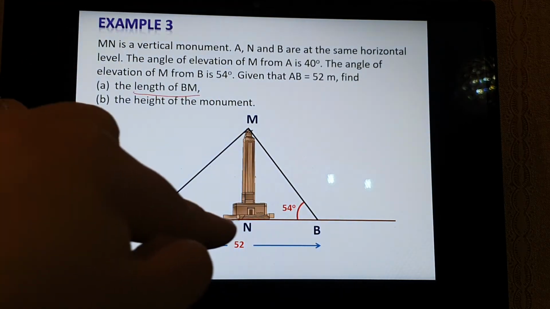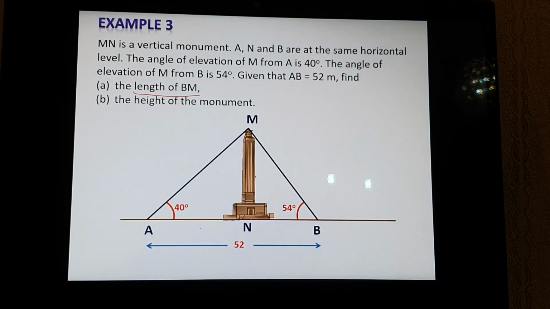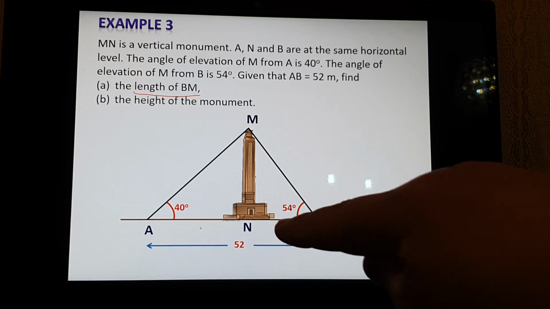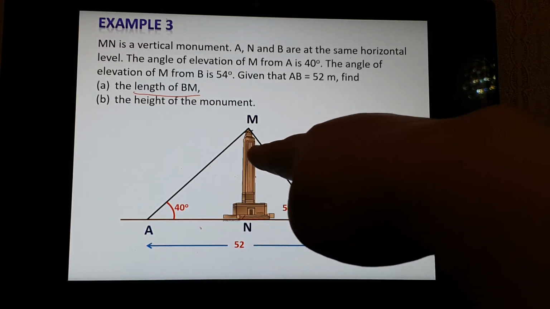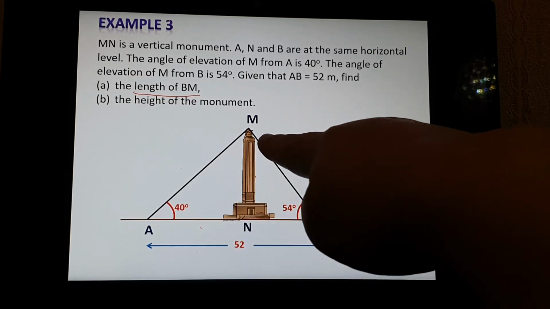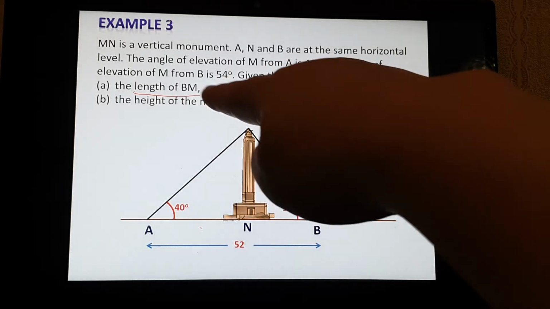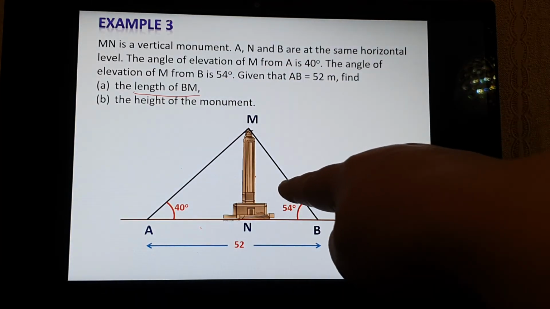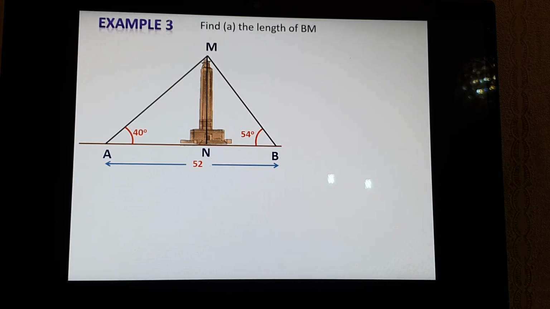If you look at this big triangle, does it help you? You know this, so you can find this angle, right? And once you know this angle, you can find this. These two are friends. Once these two are friends, then you want to find BM. BM is a friend also. So it's sine rule. Sine rule.